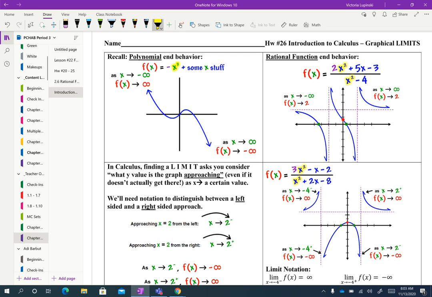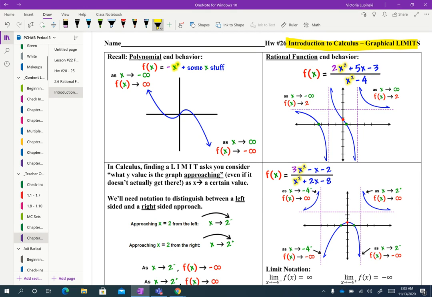All right, welcome everybody. Today we're going to talk about lesson number 26, and this is also homework number 26. I decided to make the entire worksheet the homework to kind of motivate you to take not only the notes, but obviously also to do the practice problems. So this is an introduction to calculus with the idea of graphical limits.